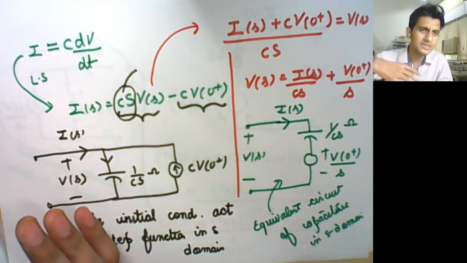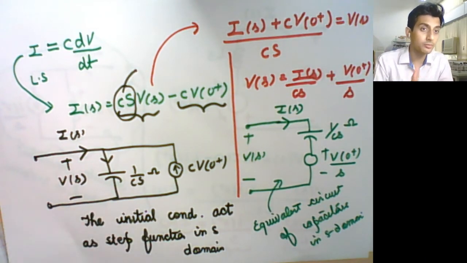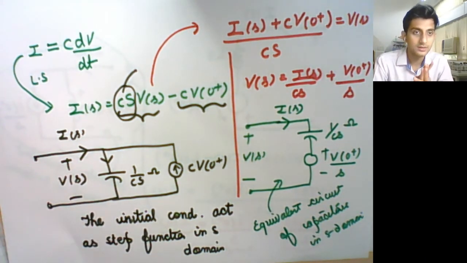For R, it would be just R. But for C and L, it would be quite different and difficult. Do you all agree to what has been told and taught till this point? Could you explain the initial condition acts as a step function in S domain? Okay, that you will get to know when you take an example.